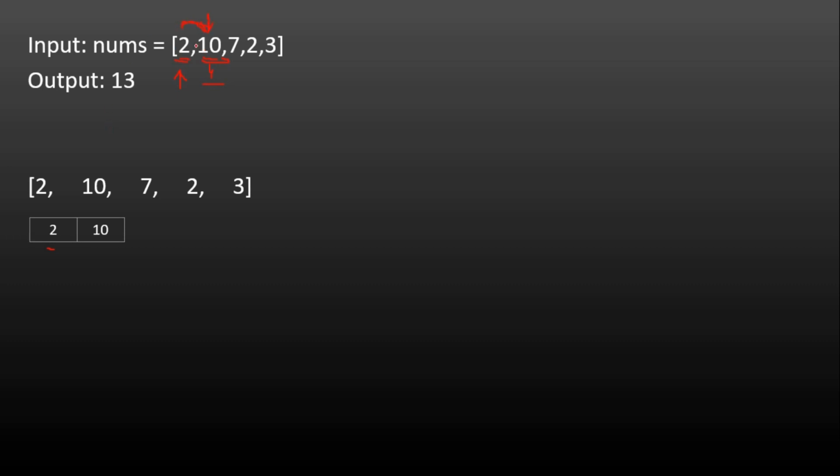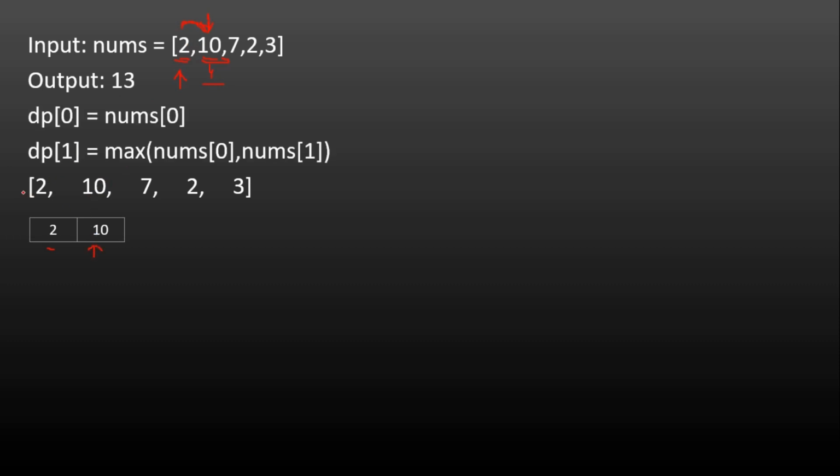So between these two, 10 and 2, the max is 10. So I'll keep 10 as my first index. Okay. So if I consider this as my DP array, DP is for dynamic programming, so we just initialized it as DP. So DP of 0 is whatever is my num of 0, and DP of 1 is between num of 0 and num of 1, what is the best value that we can get, right?